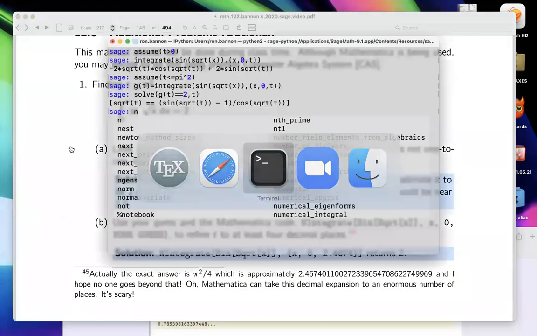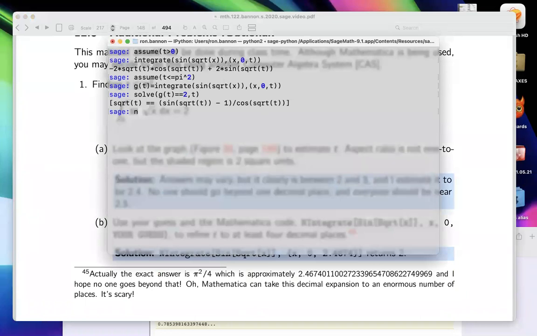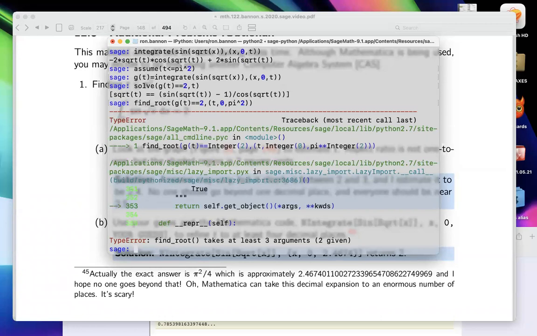I'm sorry, I got to go back to my Sage thing. So I'm going to type in, let me do this over here, find root. I just did tab completion over there. And I want to do this over here. Okay. And then I'm going to say t from 0 to pi squared. Oh no, another error. At least 3 arguments.